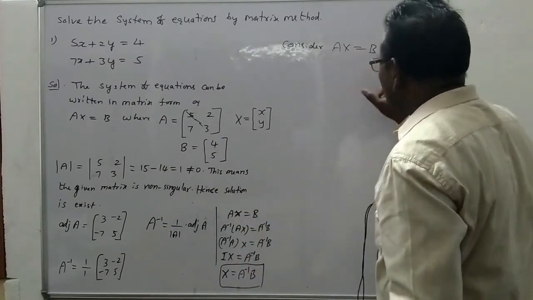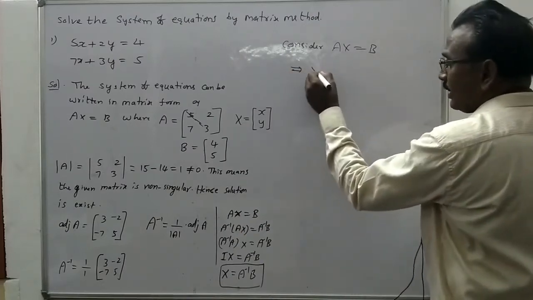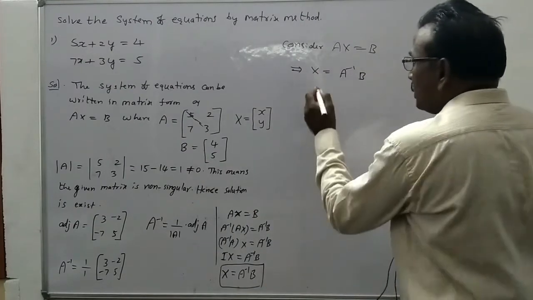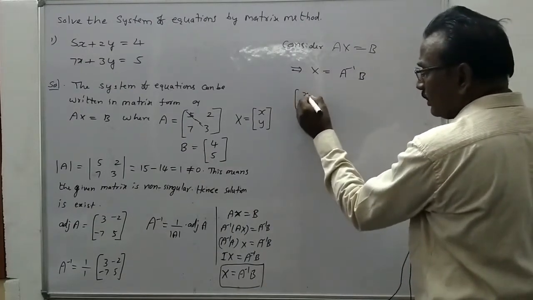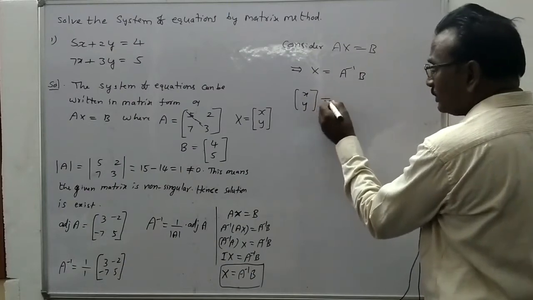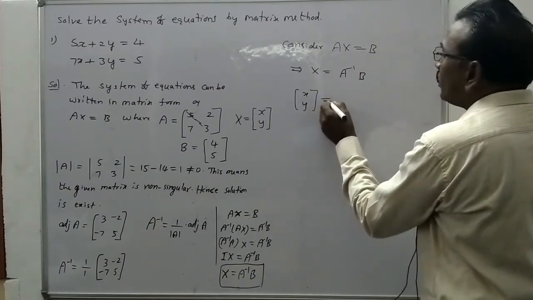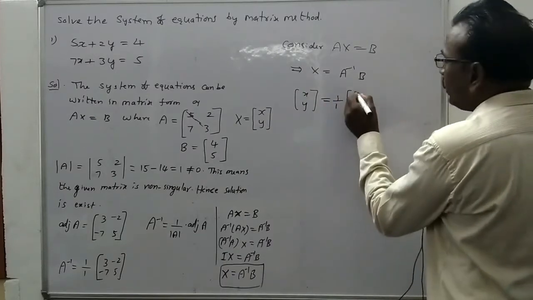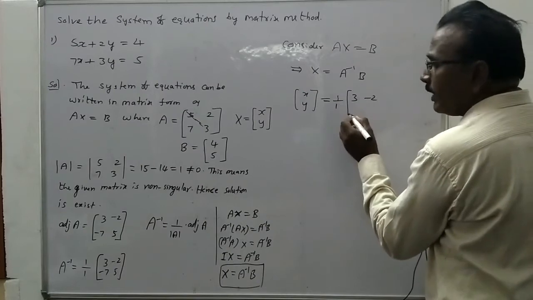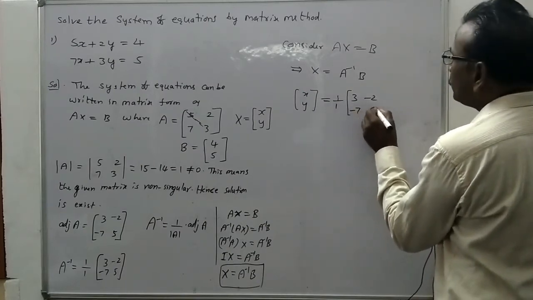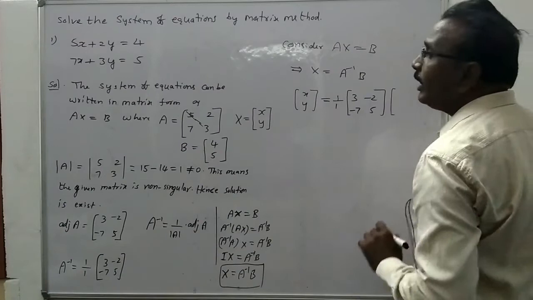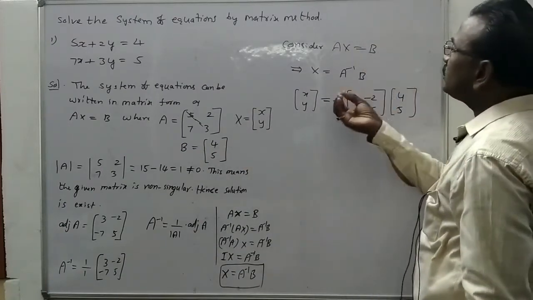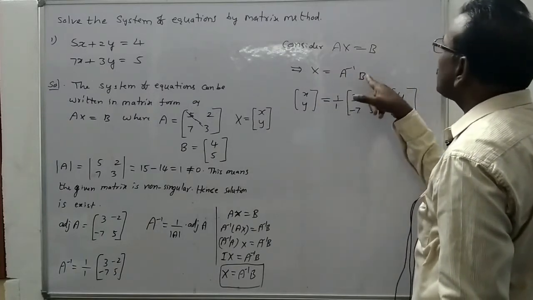So consider AX is equal to B, which implies X is equal to A inverse into B. Already you know A inverse. Here, what is matrix X? X comma Y, the column variable matrix, into A inverse, which is 1 by 1 into adjoint A, 3 minus 2 minus 7 5, into matrix B, which is 4 comma 5. Just substitute X equals A inverse B.